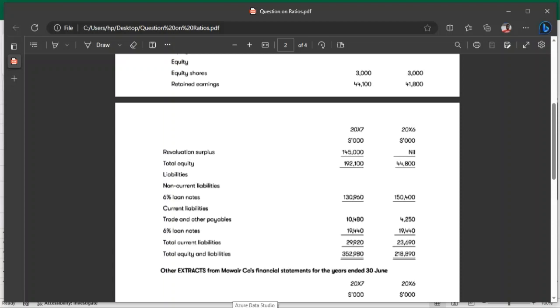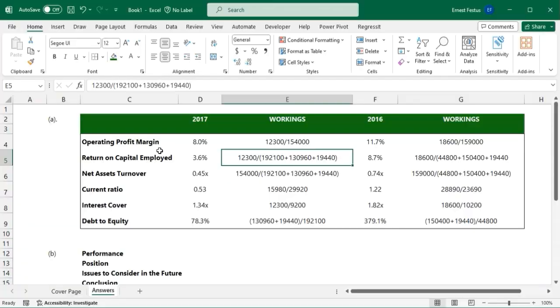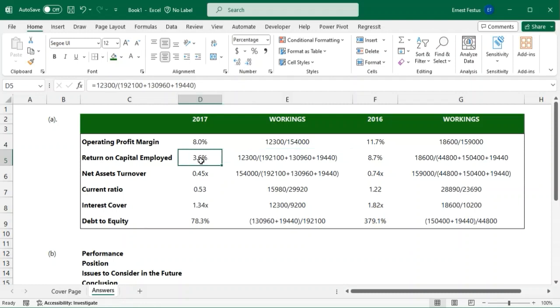And this is due to the fact that our total equity balance has increased. This is capital employed. This is our denominator. The denominator is the equity element of the formula. And since it has increased, the ratio is likely to decrease.